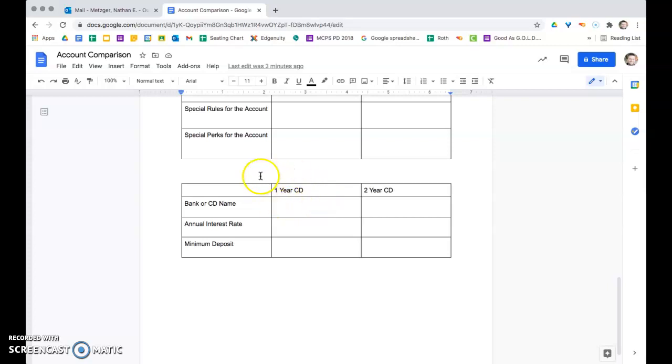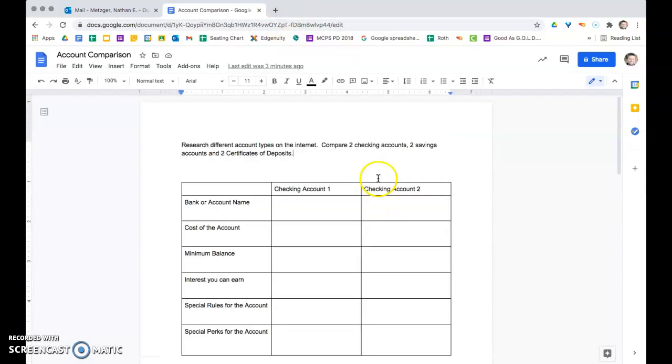So the first one, I want you to find a 1 year CD. That means we're going to loan money to the bank for 1 year. Find out what the bank or the CD name is. Find out what the interest rate is, and then also the minimum deposit that we have to open that CD. And then after that, find a 2 year CD. So remember, CD is short, in my directions, for certificates of deposit.